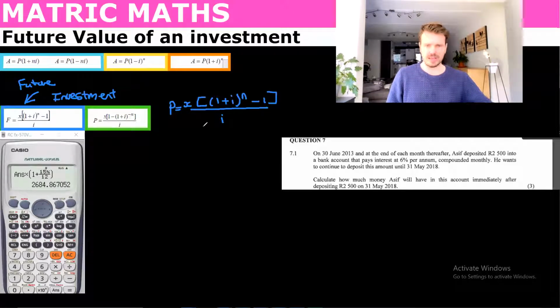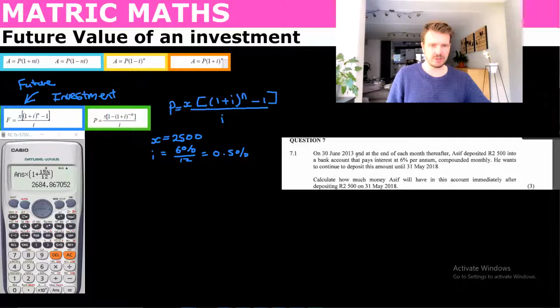Now, what is the X? Well, that's the payment. So we know that's 2,500. The interest we know is compounded monthly, right? So it's 6% over 12. So we can actually just write that as 0.5%. And then our N is what we need, the number, okay?